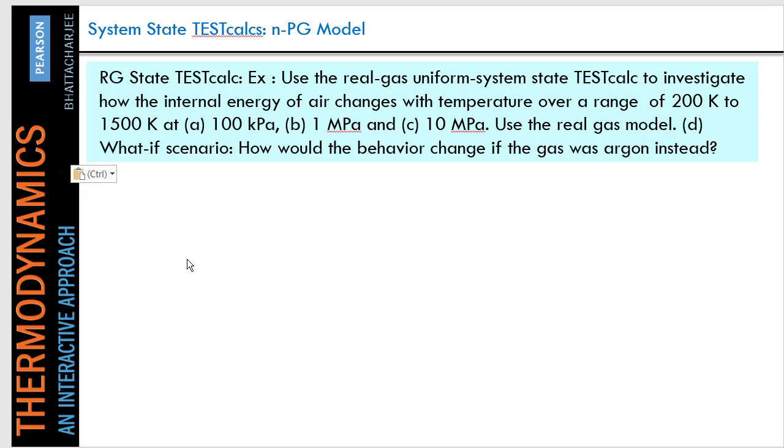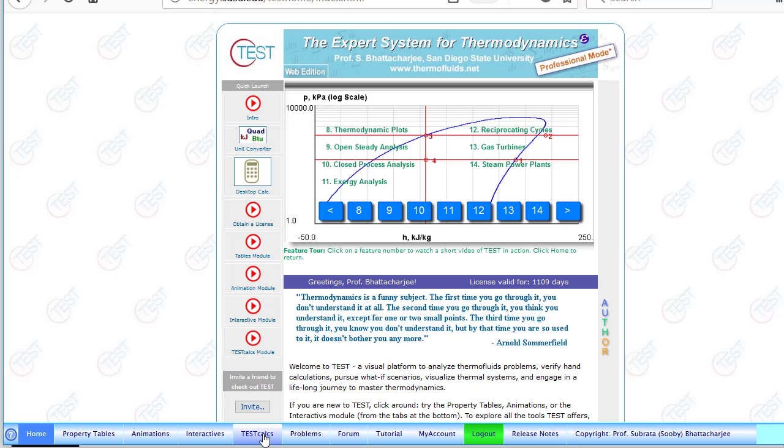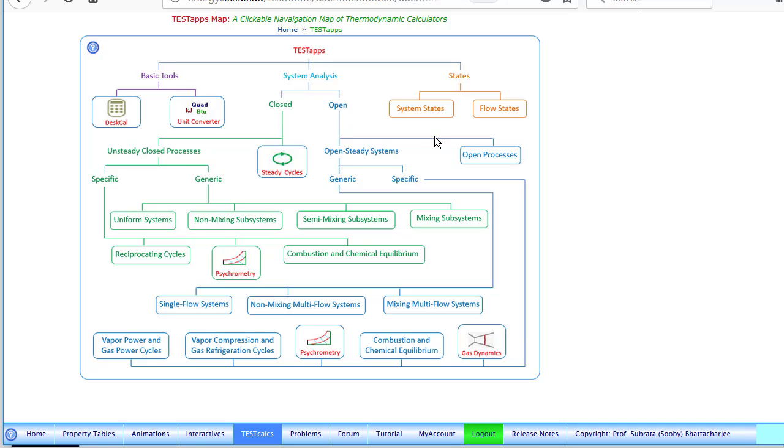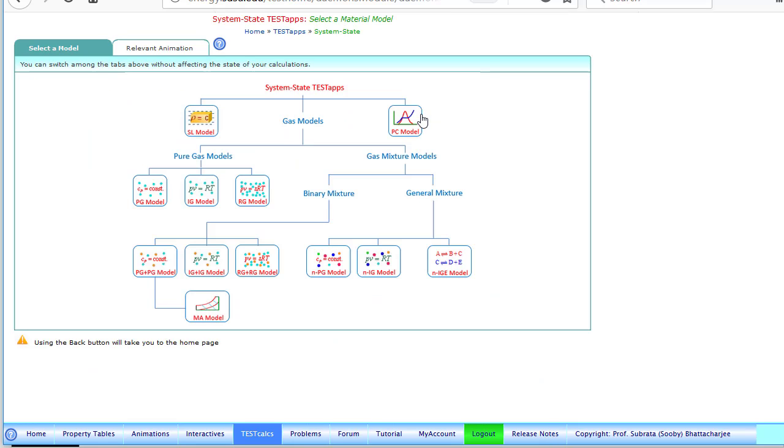This problem asks to investigate how the internal energy of air changes over a temperature range of 200 Kelvin to 1500 Kelvin at various pressures using the RG model, or the real gas model. So we're going to go to TESTcalcs. We'll use system states because there's no flow in the problem. We're just evaluating the properties at different states.